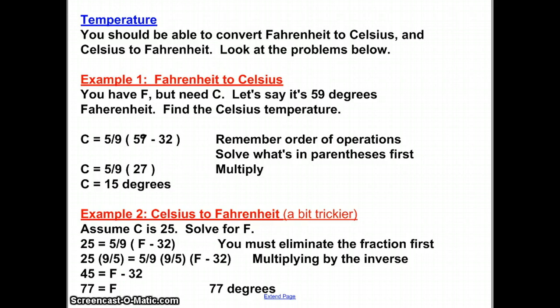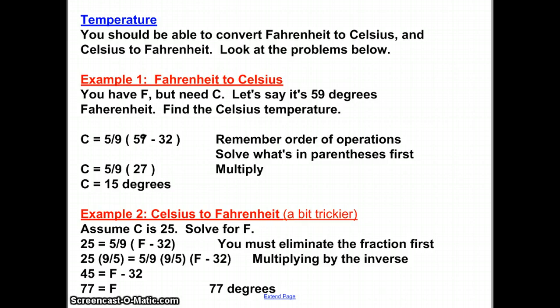Don't write degrees throughout the whole problem. You're just going to get confused and think it's some kind of variable that's an O or a 0, and in algebra that just is disaster. So make sure you write degrees at the end. Now, example 2, taking Celsius to Fahrenheit is a little bit trickier. But assume that Celsius is 25 and you want to solve for Fahrenheit.